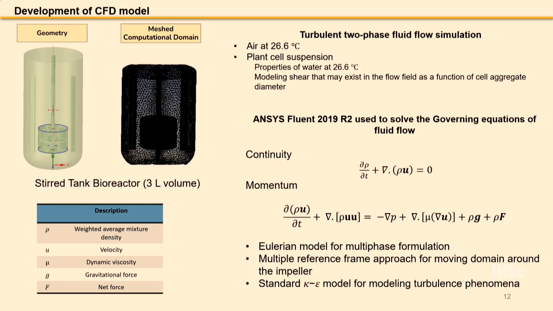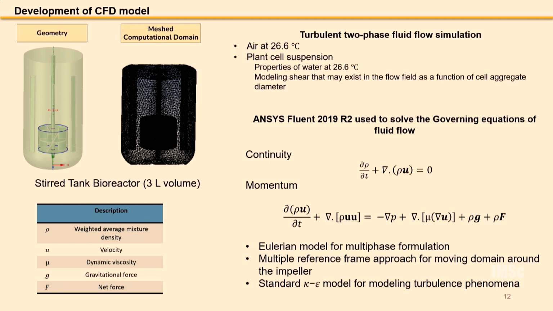The two phases we are choosing will be the air and the plant cell suspension at a temperature of 26.6 degrees Celsius. This is because the plant we are interested in, as I said earlier, Viola odorata, as a model system, grows well at this particular temperature. We also modeled shear that may exist in the flow field as a function of the cell aggregate diameter.